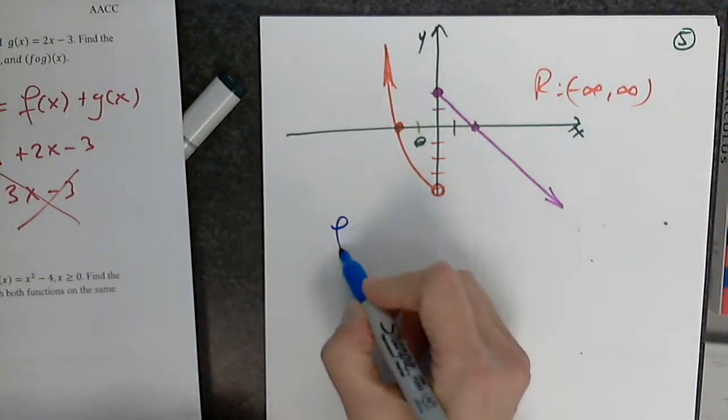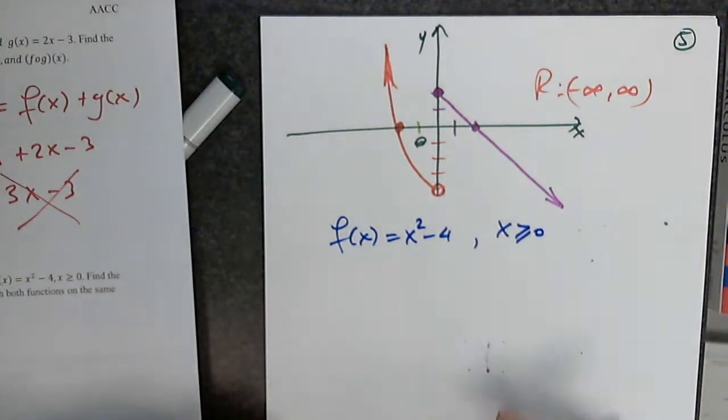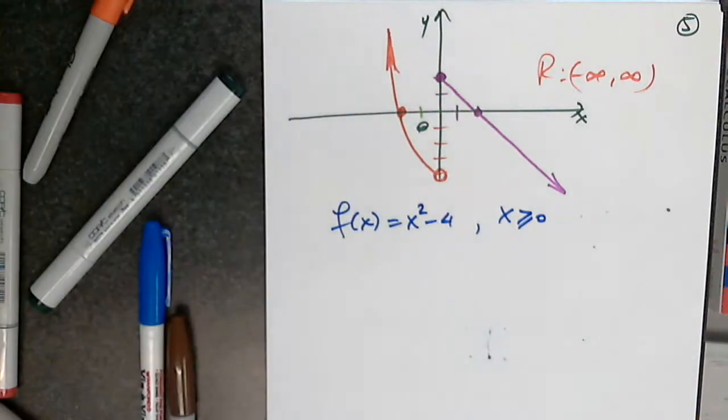So we have f of x, which is x squared minus 4, and we are told, why are we told x greater than or equal to 0? I'll ask you in a second after we read the problem. Find the domain and range of both functions, find the inverse, and then graph both functions on the same coordinate system.